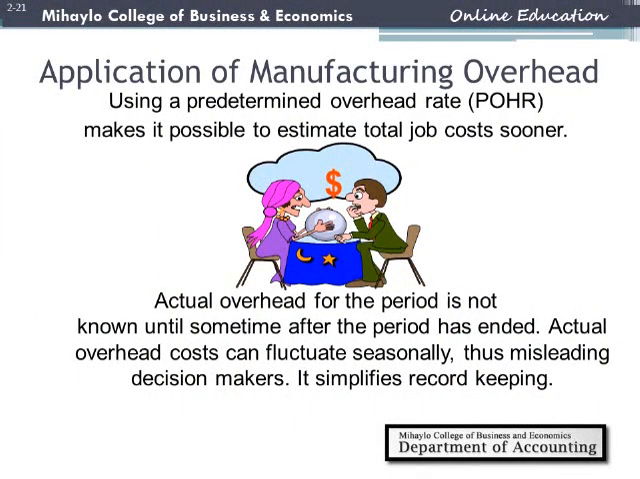Predetermined overhead rates that rely on estimated data are often used because actual overhead costs for the period are not known until sometime after the end of the period, thereby inhibiting the ability to estimate job costs during the period. Actual overhead costs can fluctuate seasonally, thus misleading decision makers. Therefore, using a predetermined overhead rate simplifies record keeping.